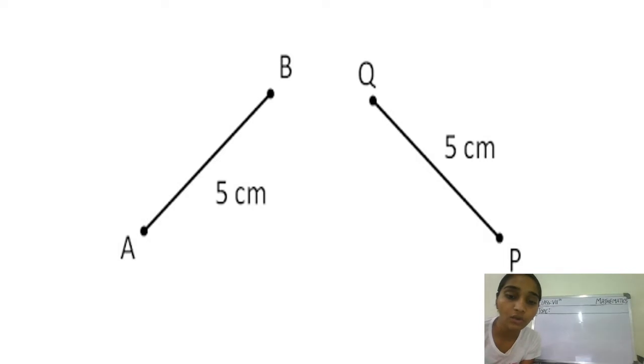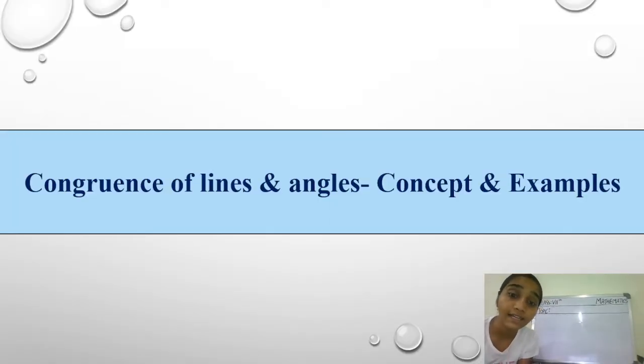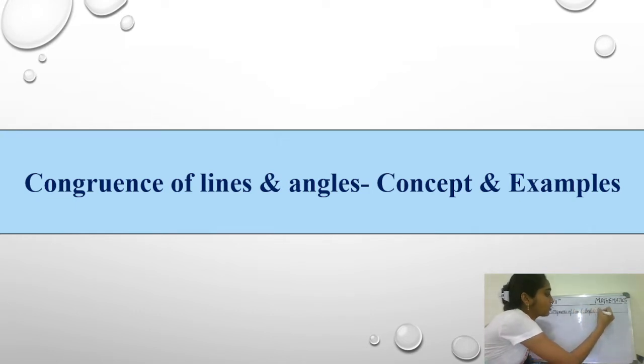So today our topic of discussion is that only, the congruency of lines and angles with its concept and examples. We are going to discuss the congruence of lines and angles with its concept and examples.